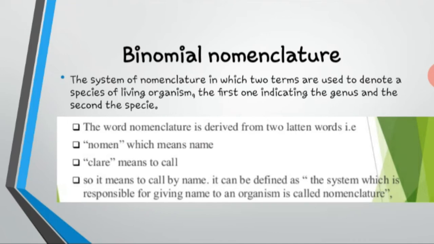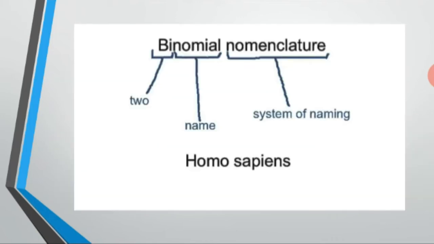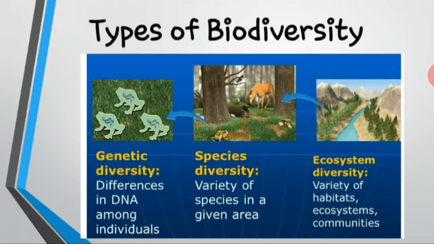Now, how will we name them? The naming mechanism is binomial nomenclature. The system of nomenclature in which 2 terms are used to denote a species of living organism. The first one indicates the genus, and the second one is about the species. Nomen means name and calare means to call. Binomial nomenclature means 2-name system of naming. For example, Homo sapiens: Homo is the genus and sapiens is the species.